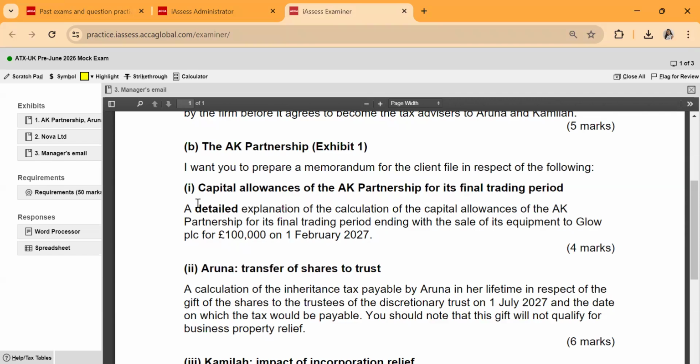And then a detailed explanation for the calculation of capital allowances of AK partnership for its final year of trading. You just have to give the proforma, and if the details are already given, you can put them in. Ending with the sale of its equipment. The proceeds are given for the sale, which is 100,000. So disposal proceeds you will calculate as the lower of the two. This is only a 4 marker, a very small question.